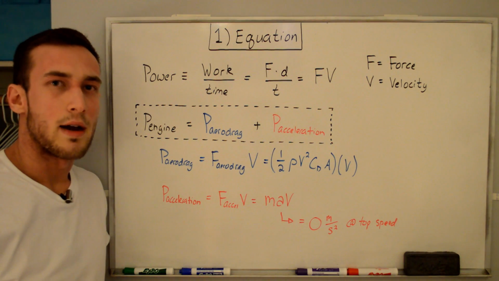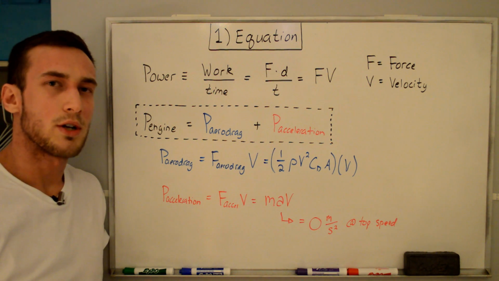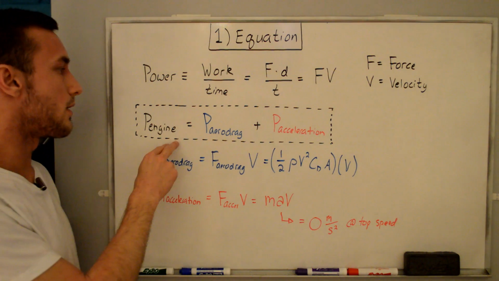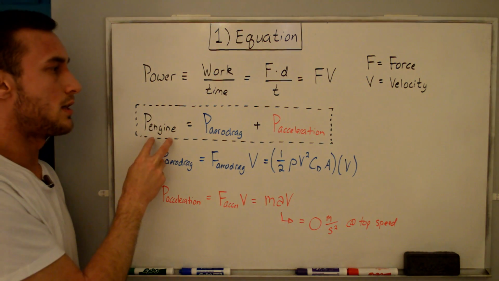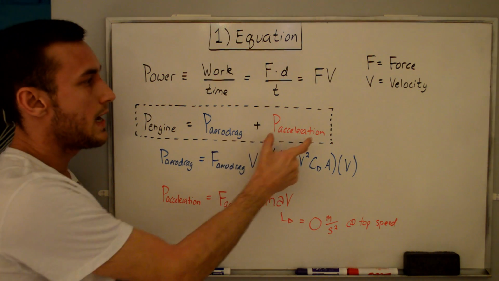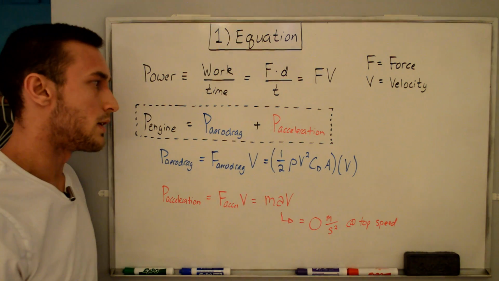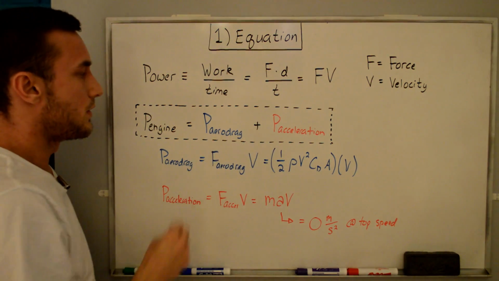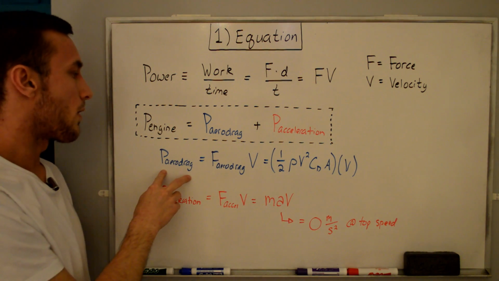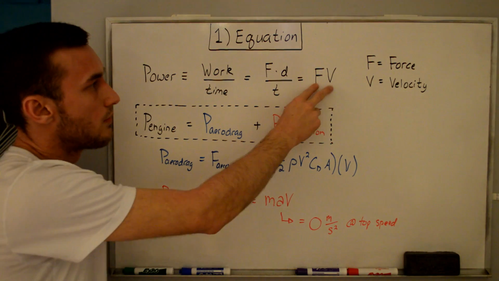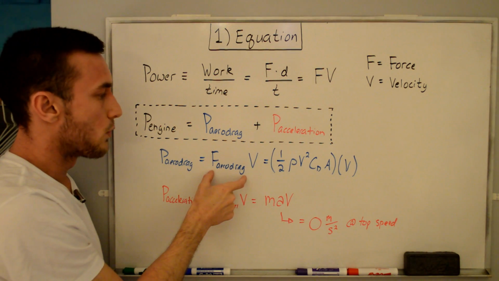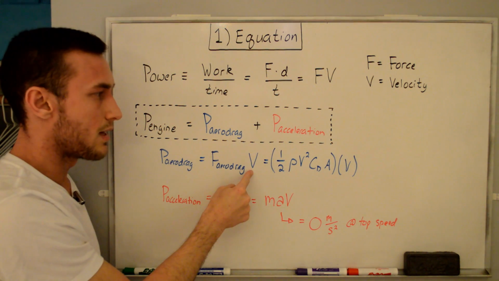Now we know that our engine is producing a certain amount of power, and the question is, what is that power being used for? So we can write this expression where the power of the engine is being used to overcome some amount of aerodynamic drag, and it's being used to accelerate the vehicle. Let's split these two terms up into their own individual terms. First we'll look at the power to overcome the aerodynamic drag. From here we have the force times the velocity, so we can break this power up into a force of aerodynamic drag times the velocity that we're currently driving at.